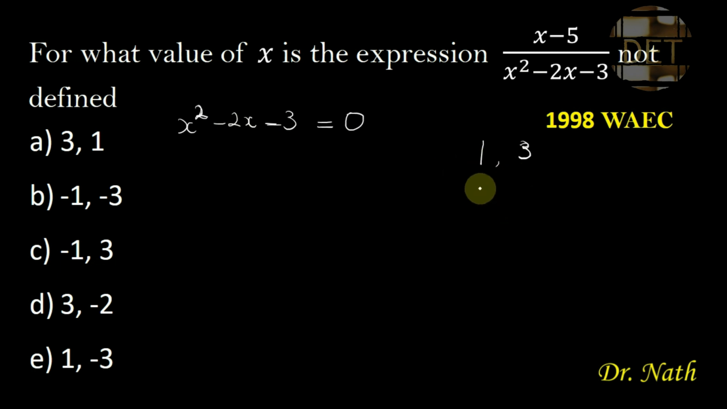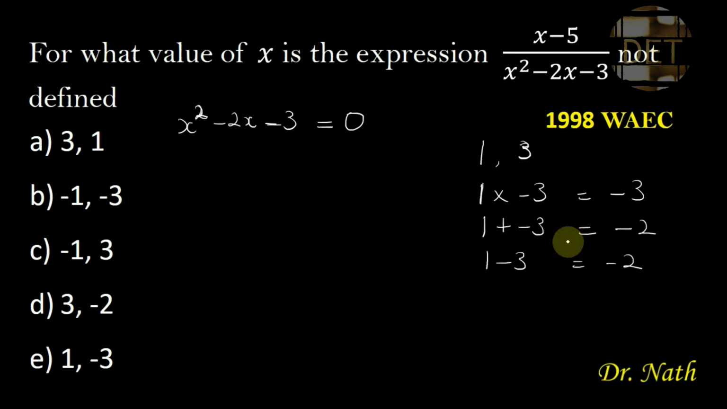Let's try 1 and -3. 1 times -3 gives you -3, and 1 plus -3 is equal to -2. So this is the correct combination for this expression. The 2 factors that we will multiply to give us -3 and add to give us -2 are 1 and -3. So I have gotten these two factors.